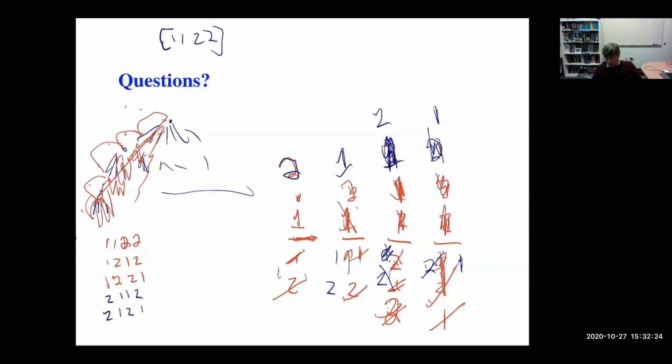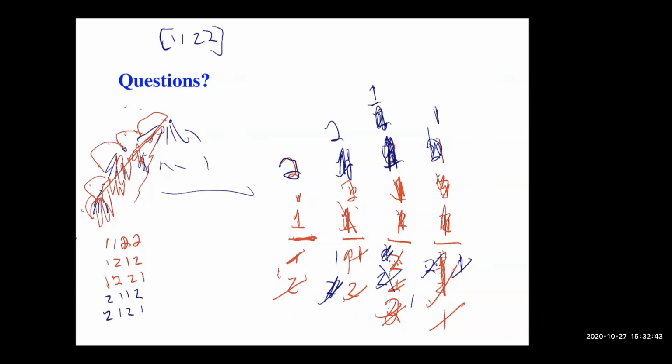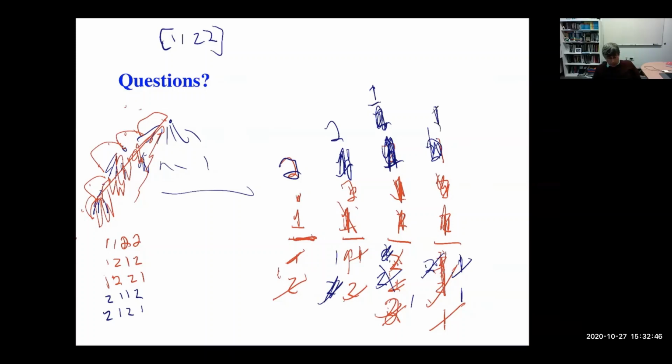Now, do I have any choice for this position? No. This position, I've blown it. This one, yes, I can put a 2 here. What choice do I have for the third position at this point? Only a 1. And the last one is only a 1. Any questions about how I implemented this? Okay. This is important, to be able to see how these generation problems work with backtracking.